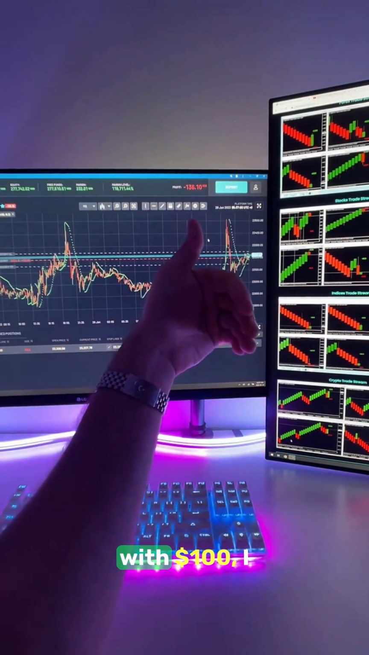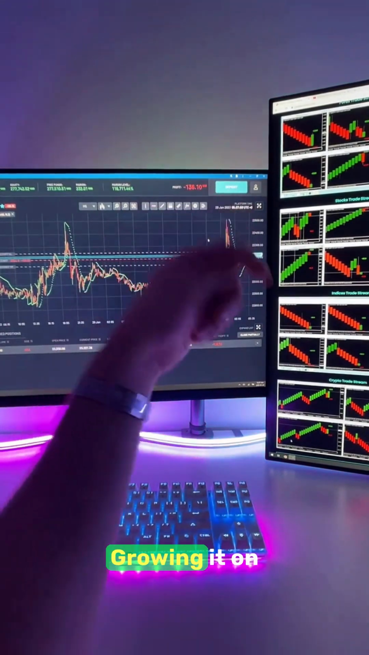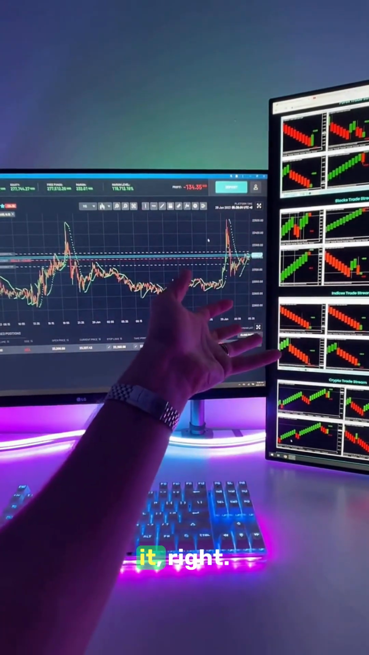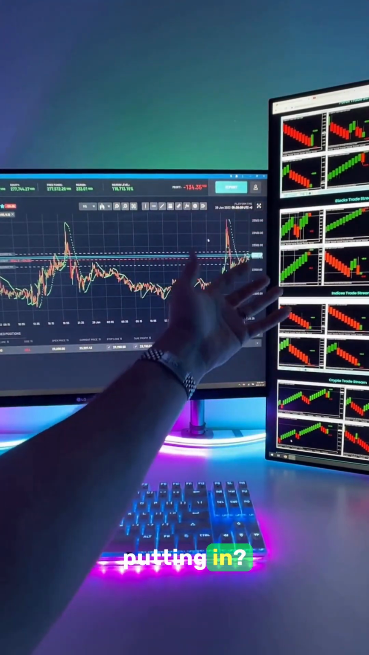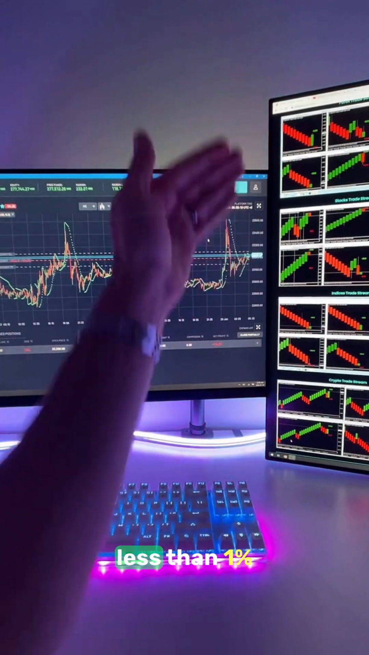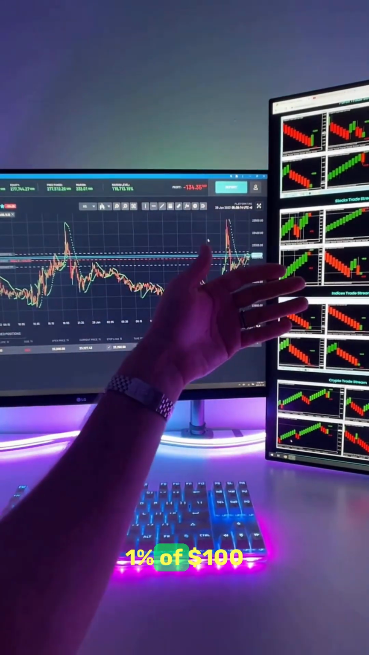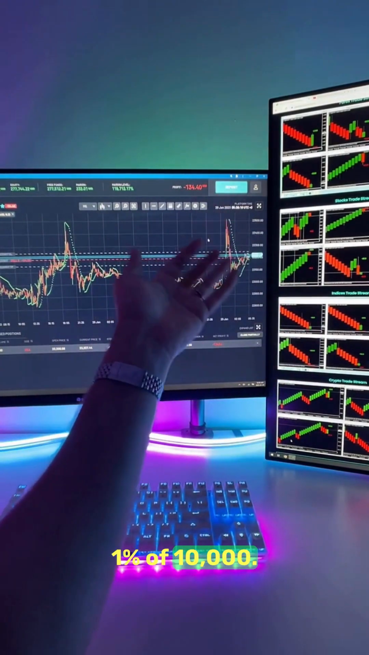Because if I open an account with $100, I know I can grow it. That's not the issue. Growing it on a regular basis is not the issue. It's how much you are growing it, right? And what's the risk that you're putting in? So what I'm trying to do is risk less than 1% of my balance, right? Now, 1% of $100 is a far different number than 1% of 10,000.